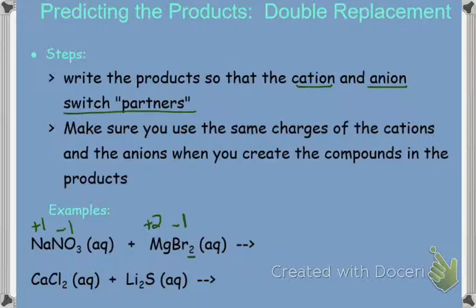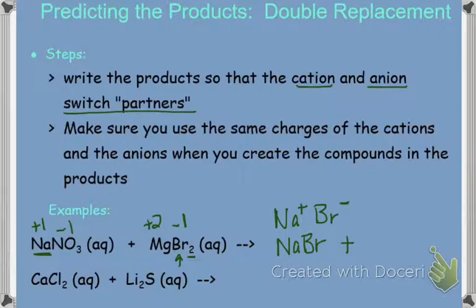Right now the Na is bonded to the NO3, and I need to trade what it's bonded to. A positive has to bond with a negative. That means I'm going to need to bond the Na+1 with the Br of the other compound so that I still have an actual compound. Given that I have a +1 and a -1, my formula will simply be NaBr.